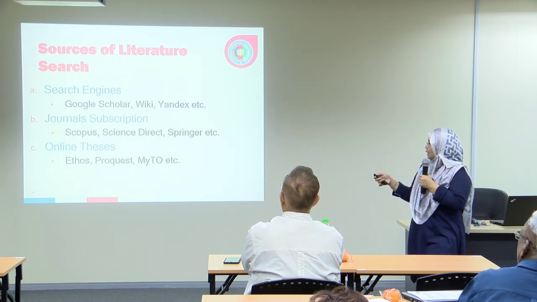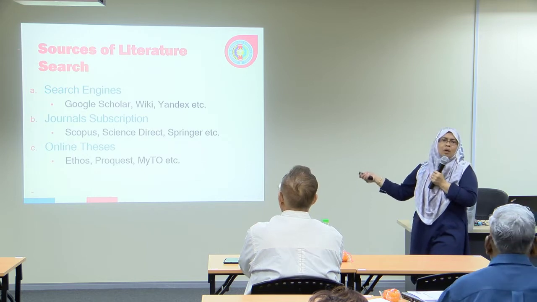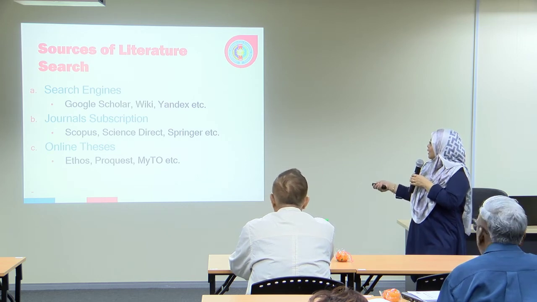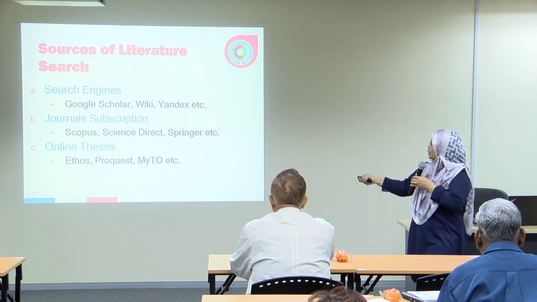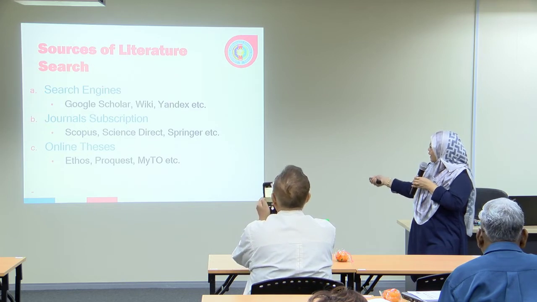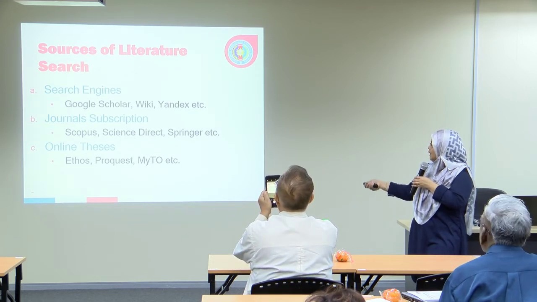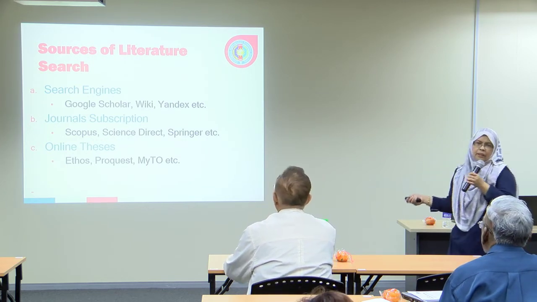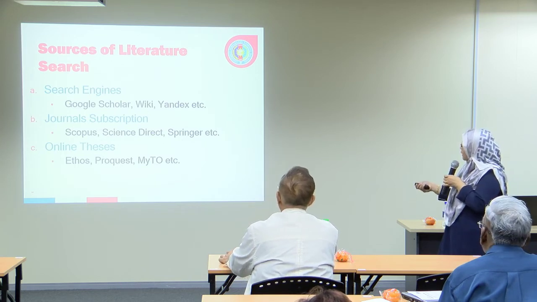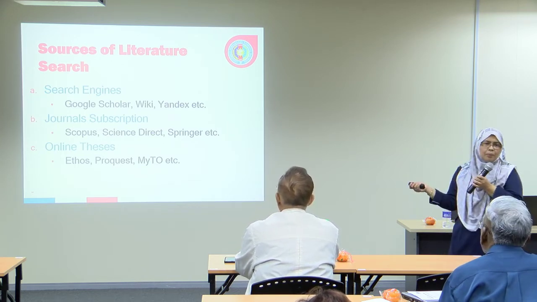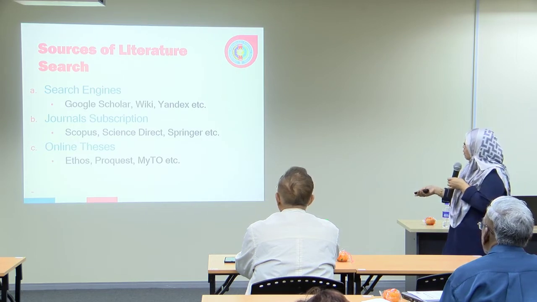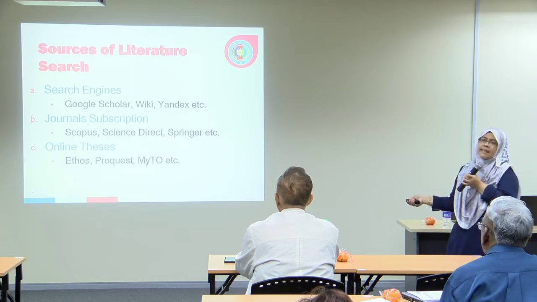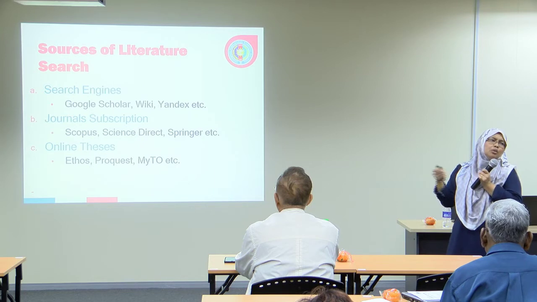Okay? This one. Kena familiar. Google Scholar, Wikipedia, Yandex. Okay, journal subscription, you have to know the Scopus, ScienceDirect, Springer, online thesis. Okay, kalau ScienceDirect, Scopus ni dia lebih pada, Scopus is social science juga. Tapi kalau ScienceDirect ni untuk technical lah. Computer science, engineering. Okay. You boleh cari contoh, example of thesis, online thesis yang similar to your research.